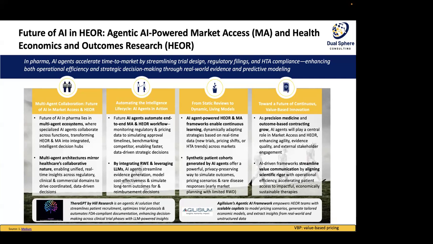If we introduce chatbots in many of the systems, people sometimes struggle in finding the HR policies. A chatbot can answer: how many leaves are there? How many leaves can be reimbursed? Questions like this. Dynamic living models can be made, which can automate by taking information from the large language models. And also precision medicine and outcome-based contracting grow. AI agents will play a central role in market access and HEOR, enhancing agility, evidence quality, and stakeholder engagement.